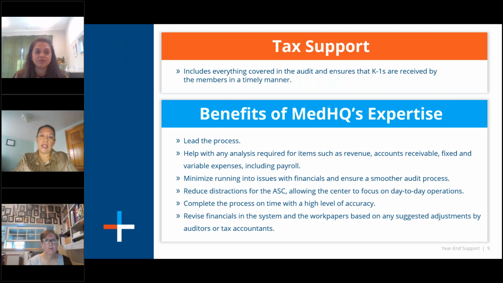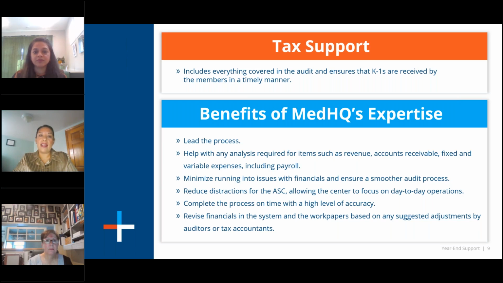Using MedHQ's expertise for this process includes a lot of benefits. We will lead the process. We help with any analysis required for items such as revenue, accounts receivable, fixed and variable expenses, and payroll. For example, each month we run a subsequent collections analysis at the end of the period, and that helps us review AR and payments made towards AR, and it helps us determine if we need to increase or decrease our bad debt expense as we move forward month to month.